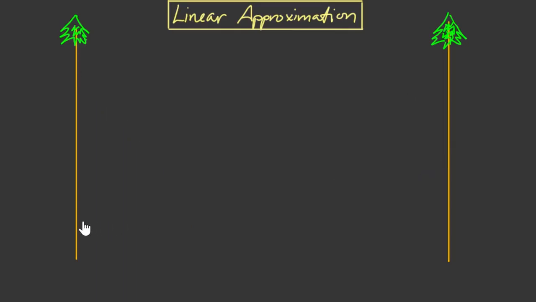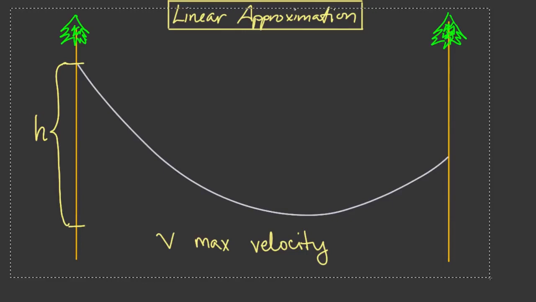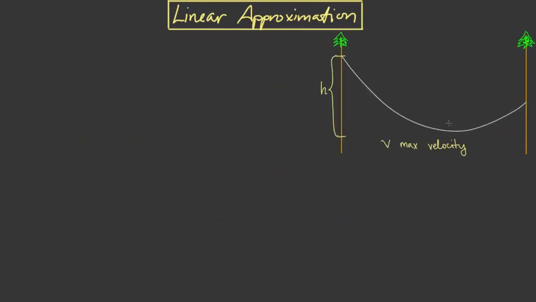But given a fixed horizontal span between two trees, what I can control is the total vertical height traversed throughout the zipline ride. So let's formulate a problem. Let h be the total height traversed by a rider, and let v be the maximum velocity achieved during the ride. What I want to know is how changes in the vertical height will change the maximum velocity experienced by the rider. That is, I'm asking for a relationship between delta v and delta h.